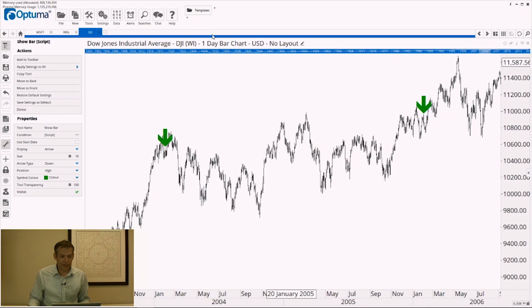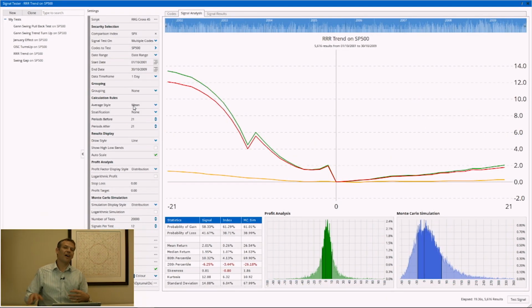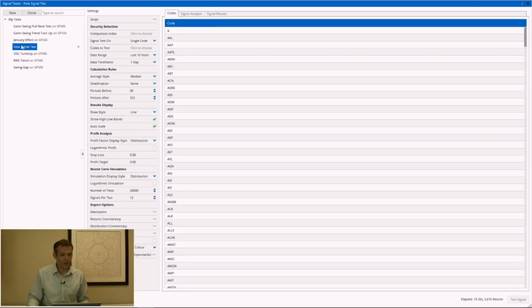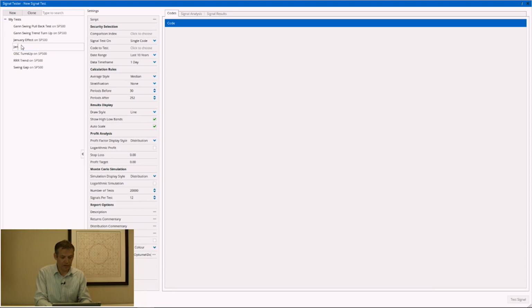So now let's go to our signal test and set up a test on the Dow Jones. The reality of the January barometer is that it just talks about the indices. So we can do the test on all the stocks, and I do that in the blog post, so look out for that, and you can have a look at what's going on there. But let's just go and create a new item here. We're going to call this one Jan Barometer.